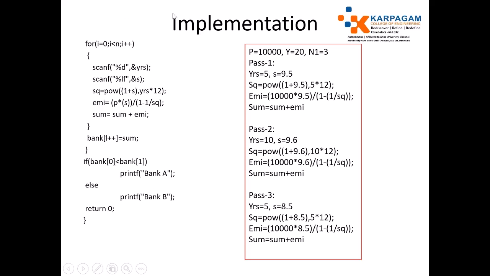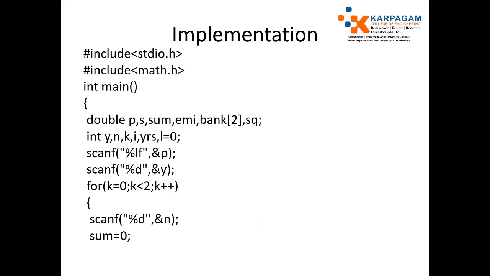Then for bank B, we need to get the input, N2 number of inputs in terms of years and interest rate. Then calculate the EMI and add it to the sum variable. Finally, you will get bank 1 sum. Then compare. Accordingly, you can print the output. In this way, we can implement this problem. Very easy.